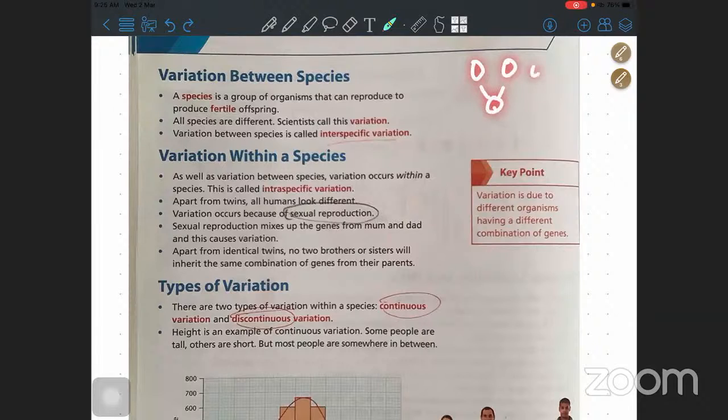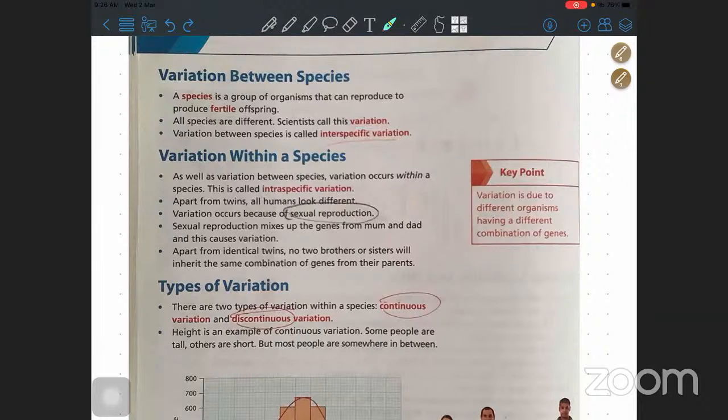This offspring, if you want it to be bred with other offspring, they cannot produce. So this offspring is not fertile. Infertile means the offspring cannot produce offspring. So all the species are different, and we call it the variation.